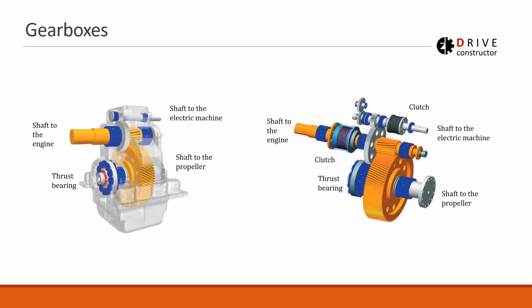Now to gearboxes. On these 2 pictures it is the same gearbox, but on the right-hand side picture it is without the housing. Gearboxes are quite complex components. This particular gearbox is just a one-stage gearbox. It is reducing the speed maybe with a ratio of 1 to 6. There will be a shaft on this side and a propeller. This is a marine gearbox, and here a diesel engine will be connected.